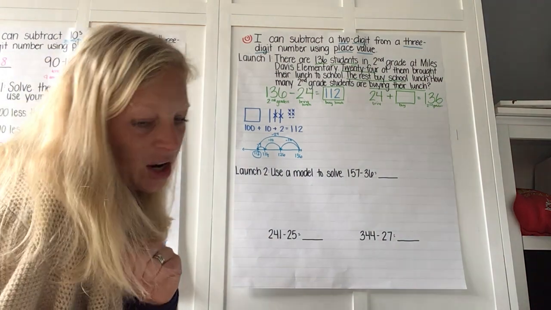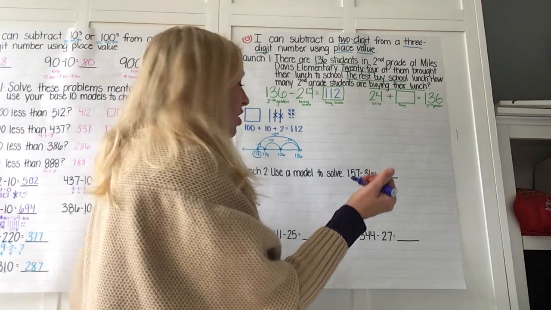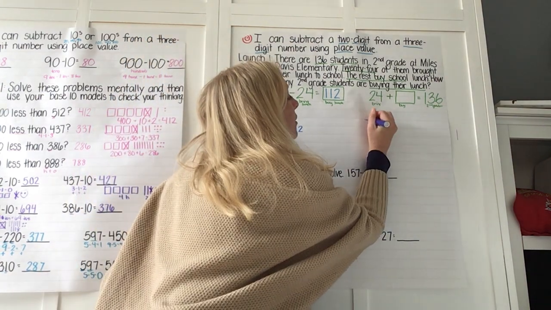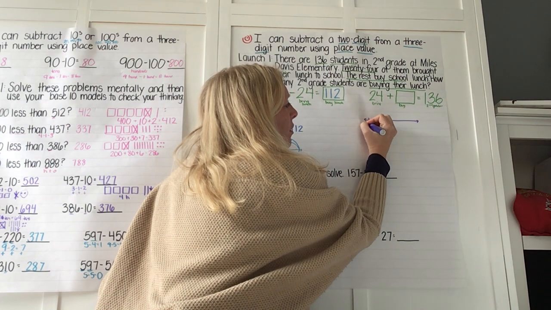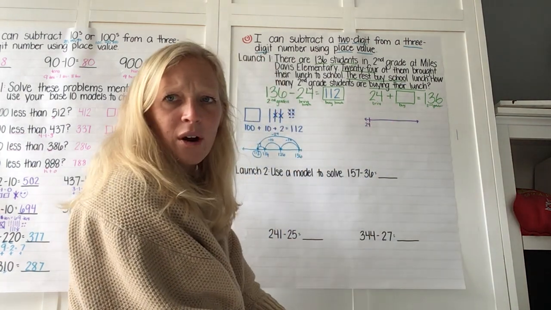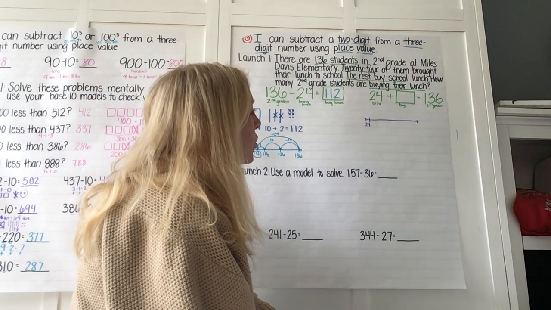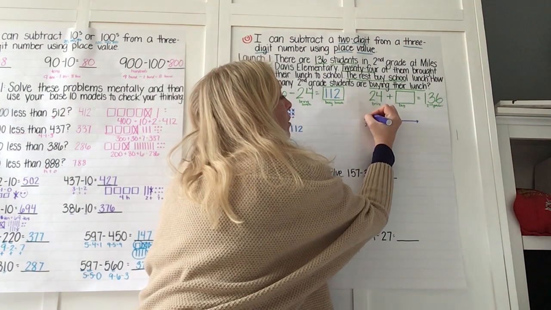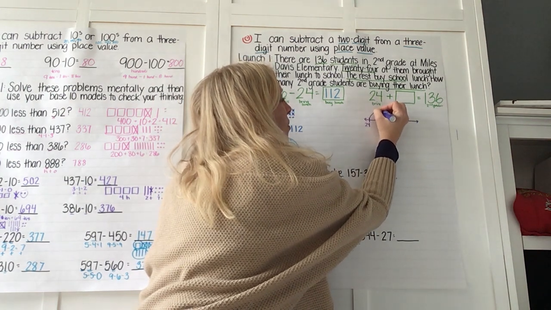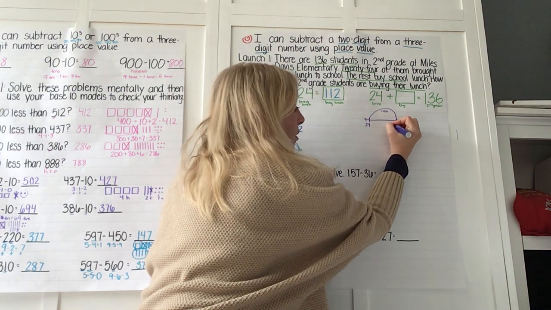Okay. Talk to me about what you did with your number line. It looks a little different than this number line. Where did you start? Why did you start at 24? Okay, so you knew that 24 kids were bringing their lunch. And what did you do first? Made a big jump of 100. Why 100? Because 100 plus 24 is 124.